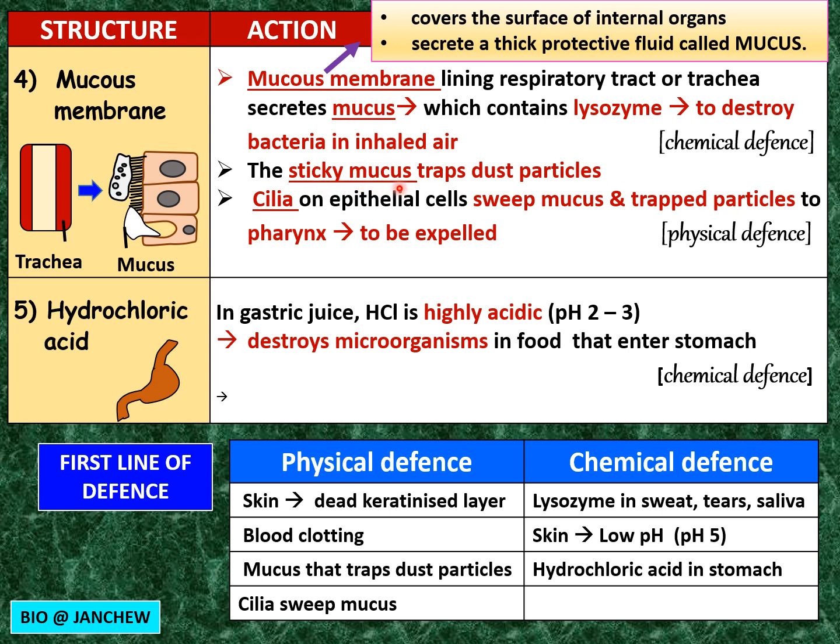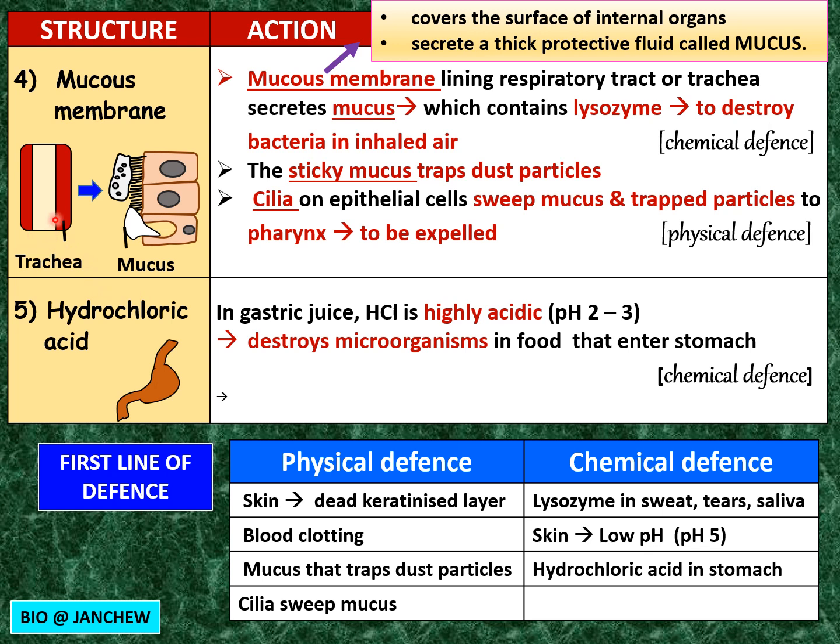Furthermore, the sticky mucus traps dust particles and pathogens on it, and then the cilia on the epithelial cells act like a broom to sweep the mucus and the trapped particles to the pharynx to be expelled or to be swallowed into the digestive system. So let's take a look at this picture of the trachea.